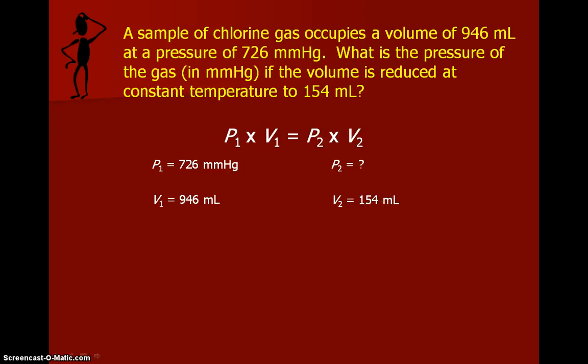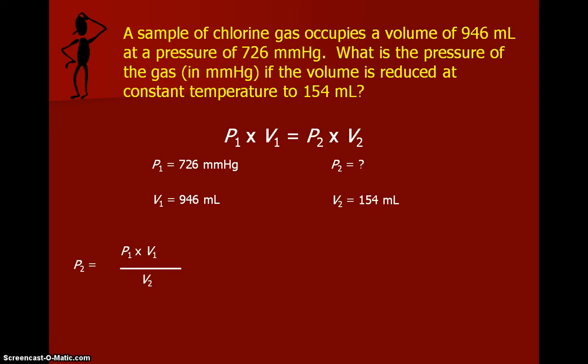All right, so let's just think about it conceptually and then let's look at the math. We know that our volume has decreased by about a fifth. So what does that mean in terms of our pressure? Well, we know they're inversely proportional. So if the volume goes down, the pressure must go up, and by the same factor. So it should be almost 5 times as big. So let's go ahead and look.